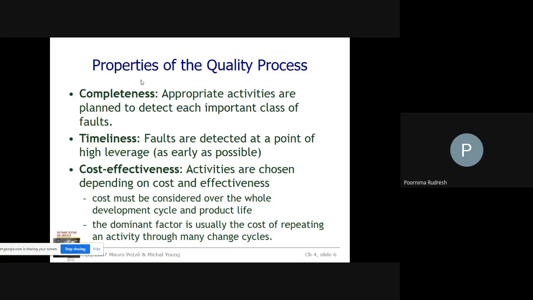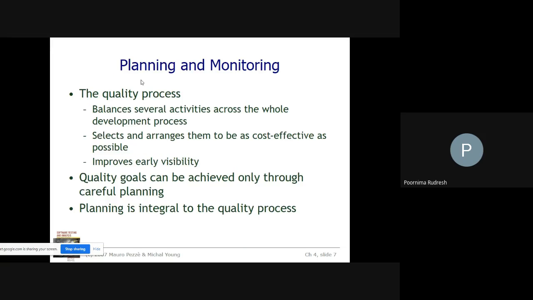So these are the properties of the quality process. So in the exam or the test they may ask: define quality process and what are the different properties of the quality process. So first you have to define what a quality process is, then you have to define the different properties of the quality process. Next we'll move on to planning and monitoring.